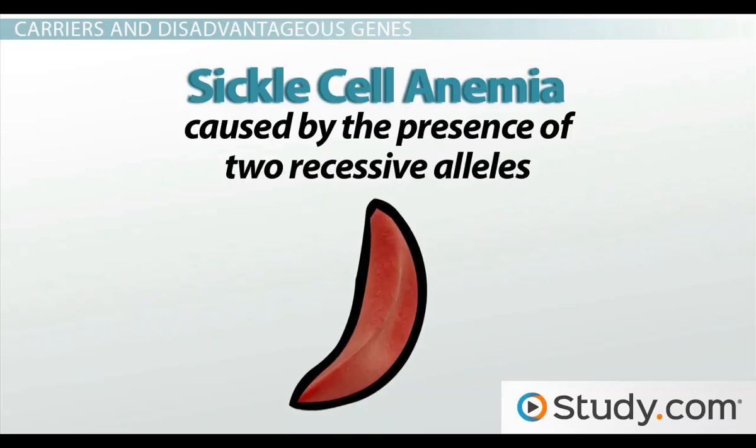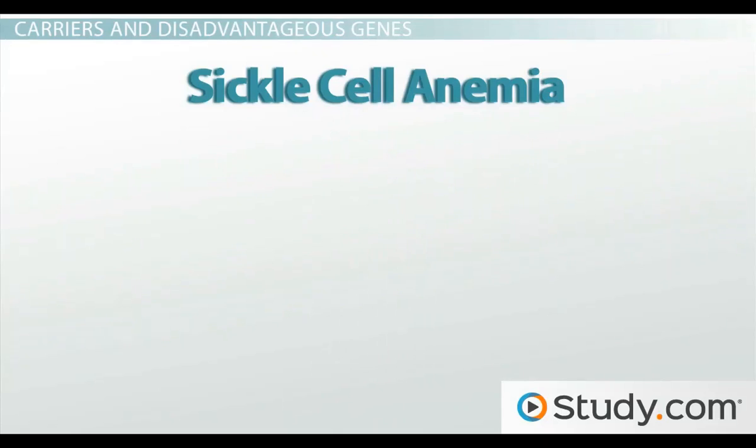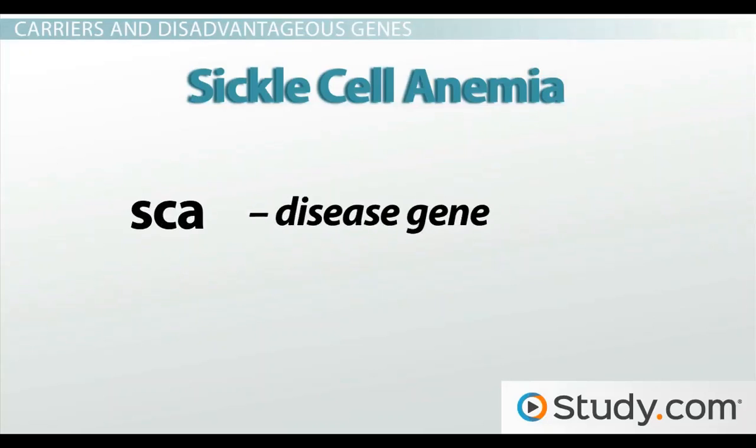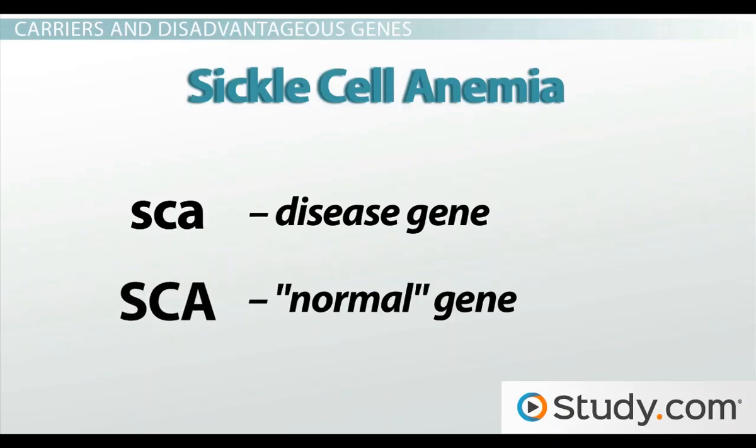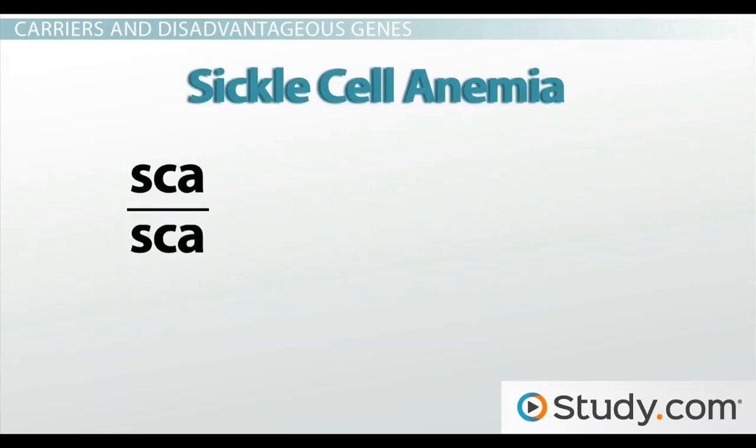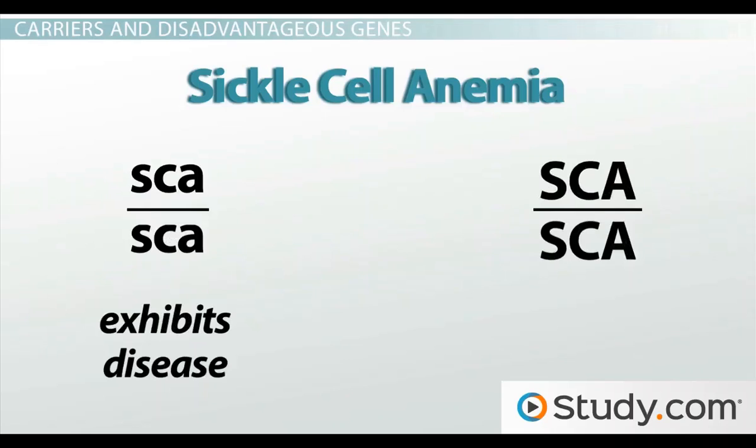So let's examine the genetics of this disease a little bit. So let's represent the disease allele with a lowercase SCA, since it's the recessive allele. And let's represent the quote-unquote normal gene, or the non-disease gene, with an uppercase SCA, because it's the dominant allele. So if we have an individual that's little SCA over little SCA, that individual is going to exhibit the disease. In contrast, if I have big SCA over big SCA, that individual does not exhibit the disease phenotype, because the big SCA allele is the non-disease allele.